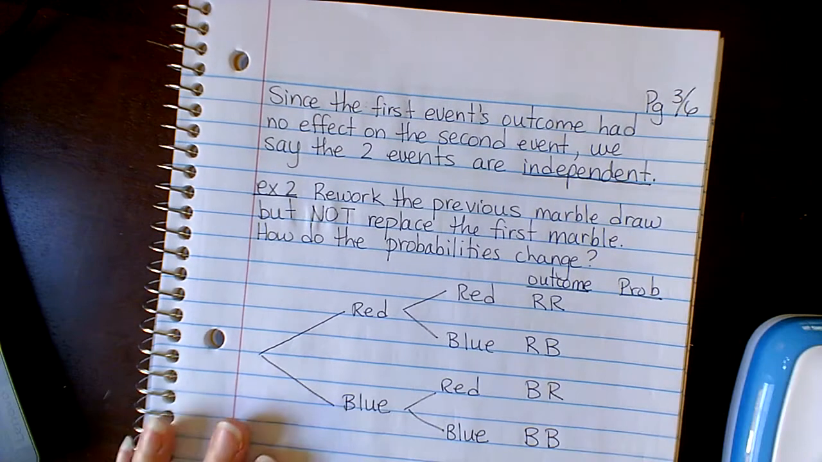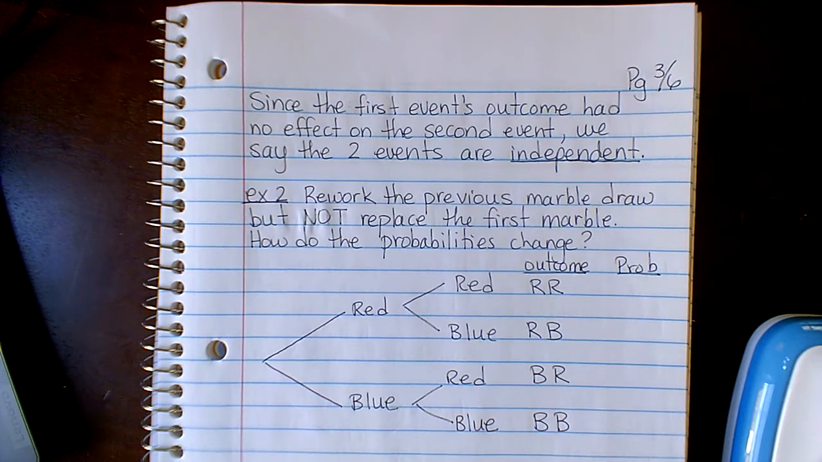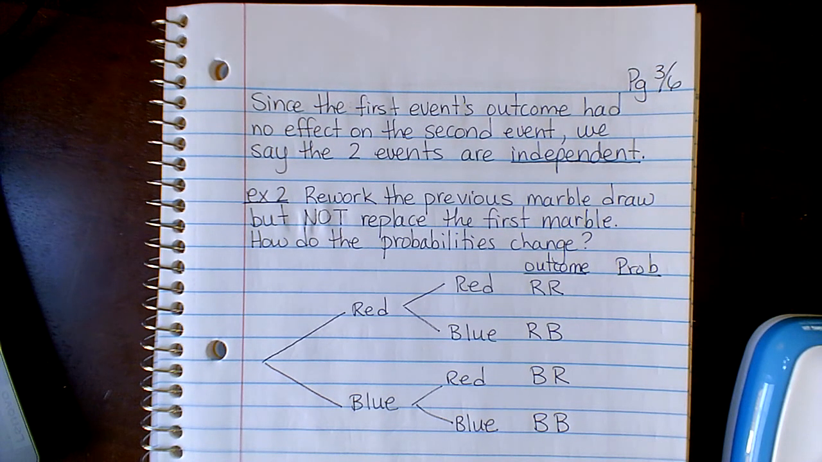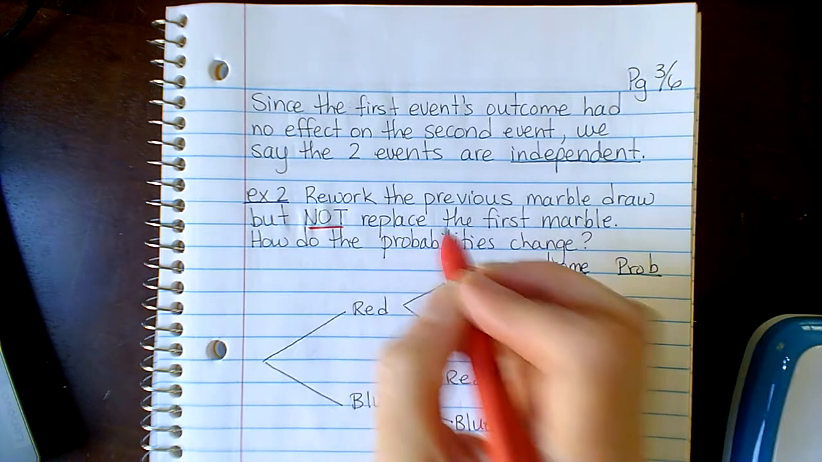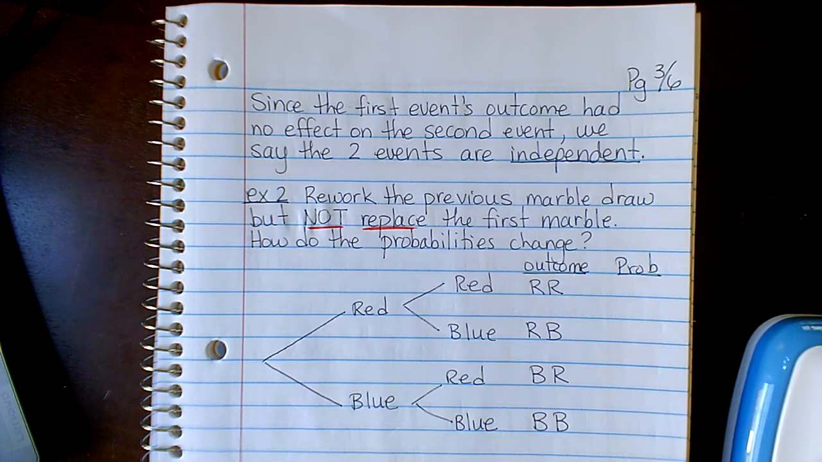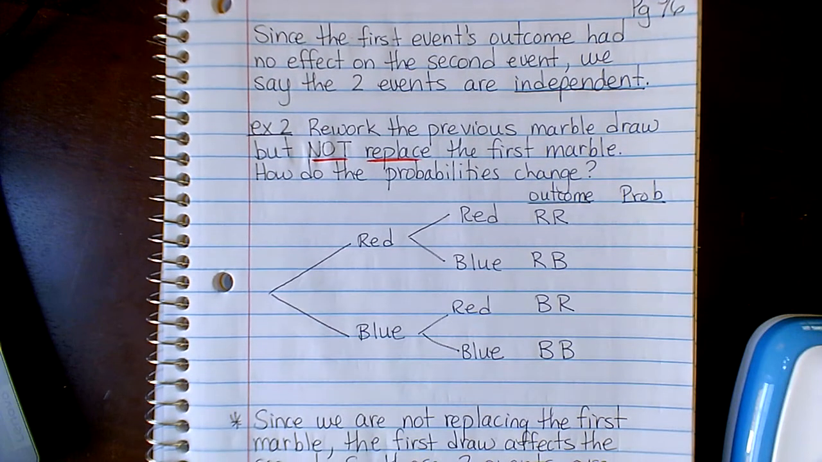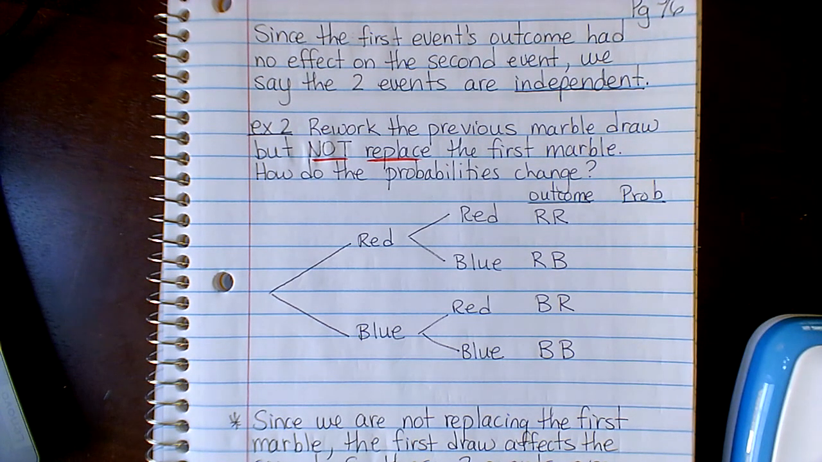Now, the first event's outcome had no effect on the second because we put the marble back. But how would this change if we drew the marble and we did not replace it? So let's say that we did not replace the first marble. What does that change? Well, it changes a lot. So how do the probabilities change?